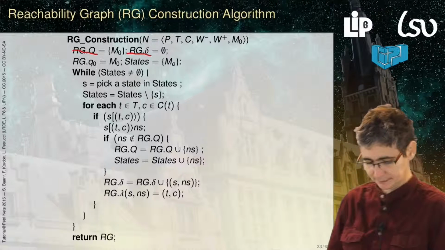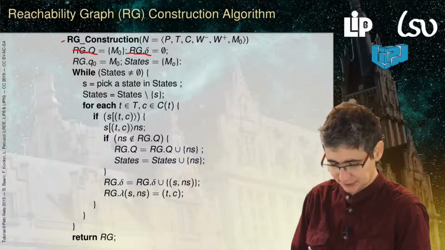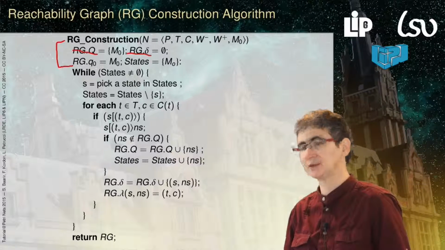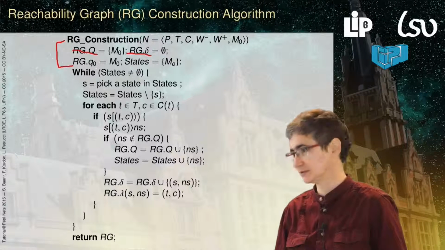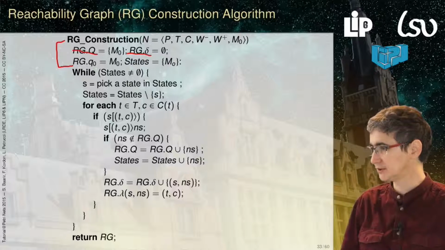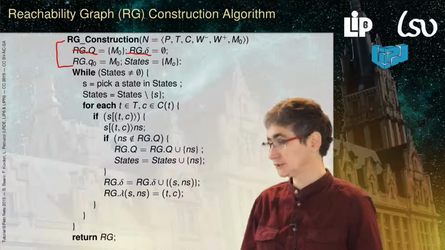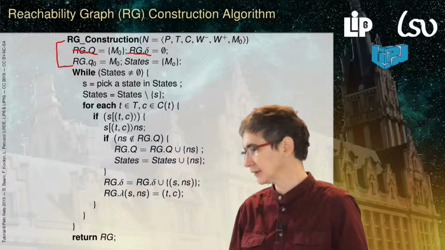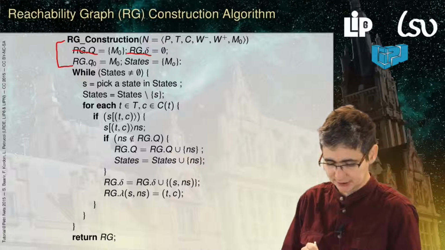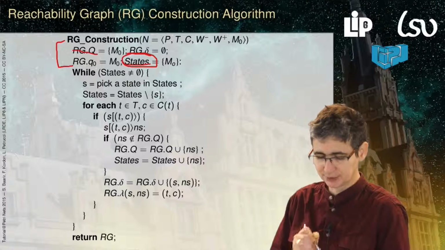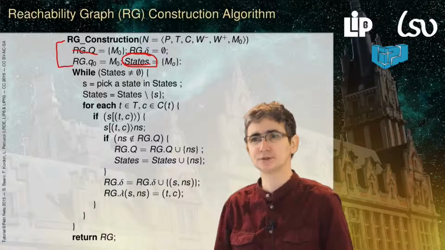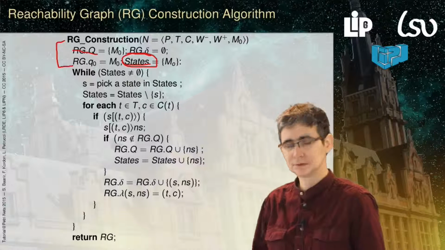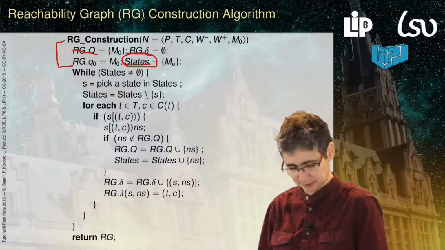So initially, the initialization is here. Initially, the set of states in the reachability graph only contains the initial state of the net, that is M0. There is no arc, we haven't done anything. The initial state of the reachability graph is M0, and there's only one state we know of that will be in this set of states, which will be used to know which are the states to be processed during the execution of the algorithm. So, to start with, we only have M0.